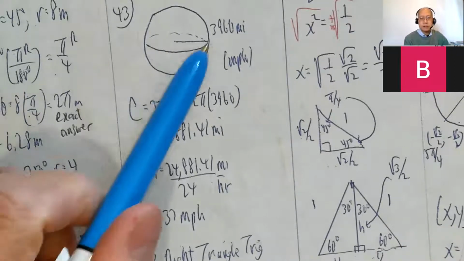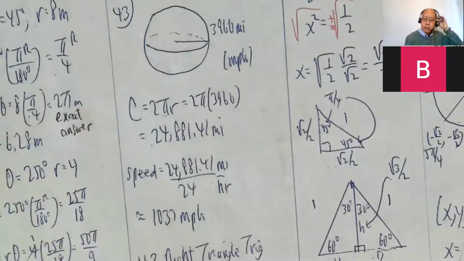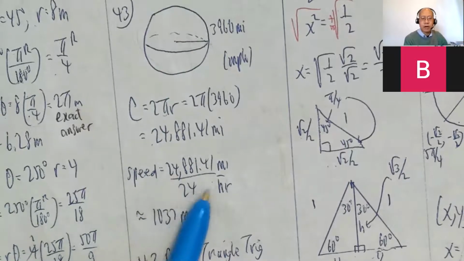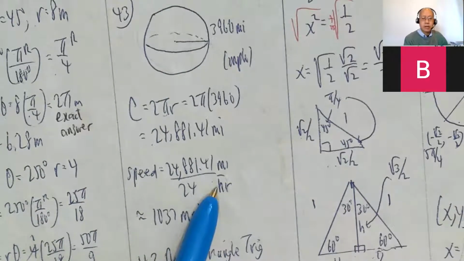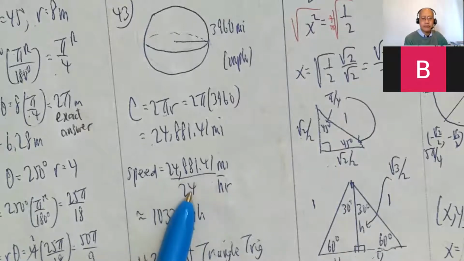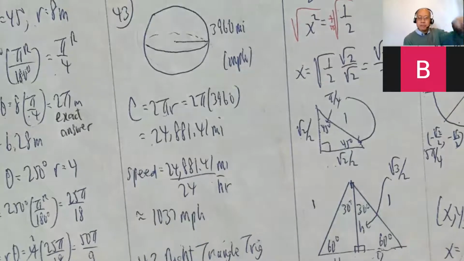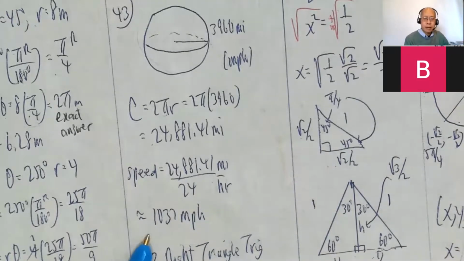Well, the Earth rotates once a day, once every 24 hours. So I simply just divide this by 24 hours for the linear speed. 24,881 divided by 24 is about 1,000. So it comes out to be roughly 1037 miles per hour. Okay, so if you're standing on the equator, you're spinning at about 1,000 miles per hour.